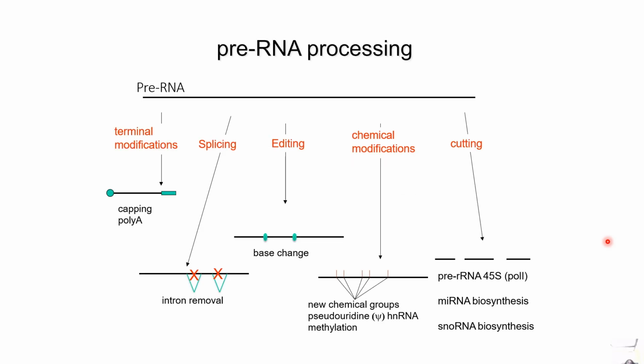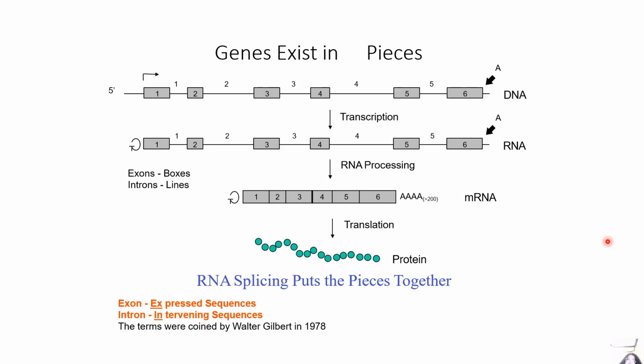Now what happens in pre-RNA processing? There are terminal modifications like capping and poly-A tail, capping at the 5' end and poly-A tail at the 3' end. Then there's splicing, intron removal, then editing, base change, then chemical modifications like methyl groups and pseudouridine, rRNA methylation, and then cutting of the pre-rRNA 45S, miRNA biosynthesis, snoRNA biosynthesis. Genes exist in pieces, RNA splicing puts the pieces together.